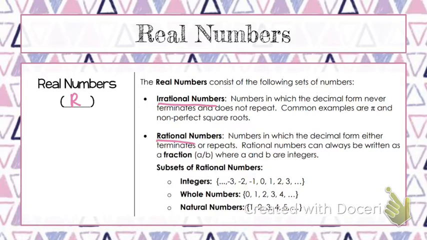Irrational numbers are numbers in which the decimal form never terminates, so it goes on forever and ever, and does not repeat. Common examples are pi and non-perfect square roots. All right, and then we have rational numbers. Rational numbers are numbers in which the decimal form does terminate or does repeat. Rational numbers can always be written as a fraction a/b where a and b are integers. And we're going to learn what integers are right here.